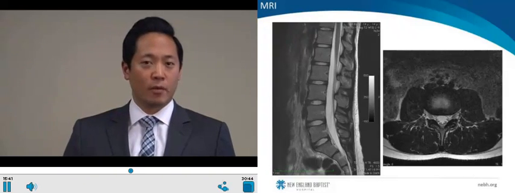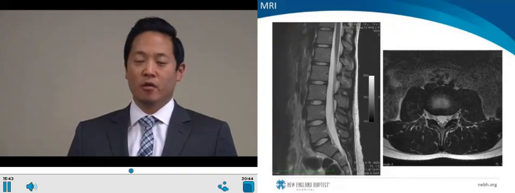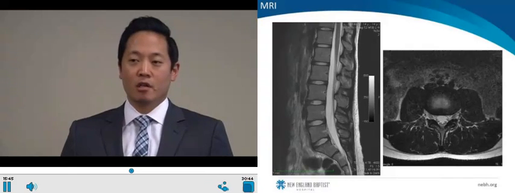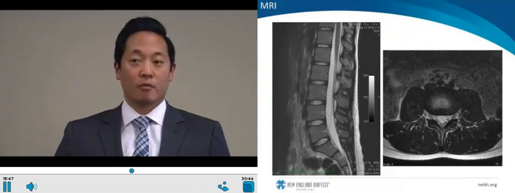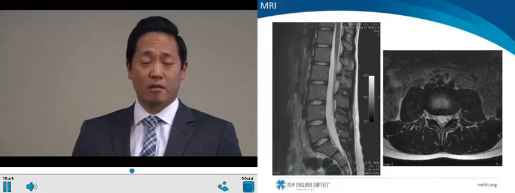MRI, again, this is a normal MRI that shows quite good detail of both the soft tissue as well as the neural anatomy. What we look for here are obviously patent central canal and neural foramen.